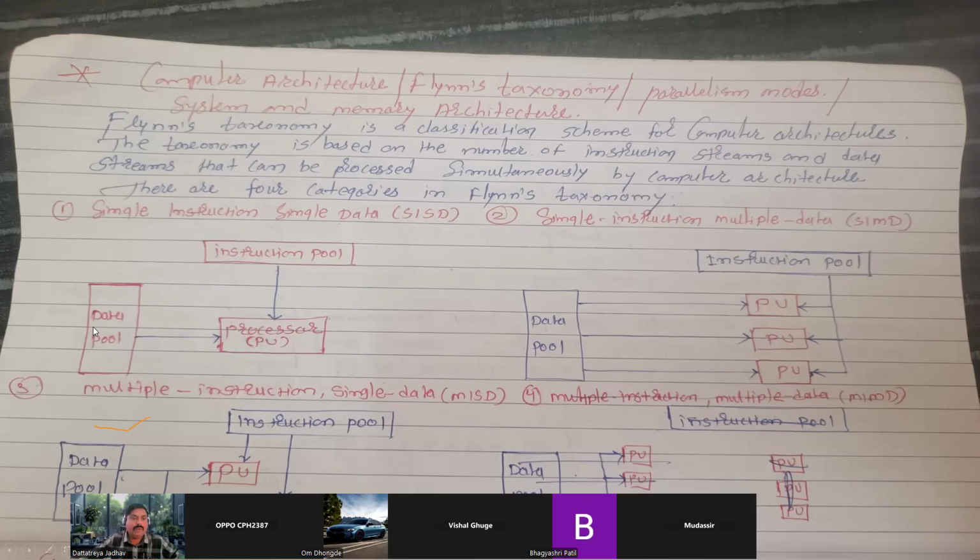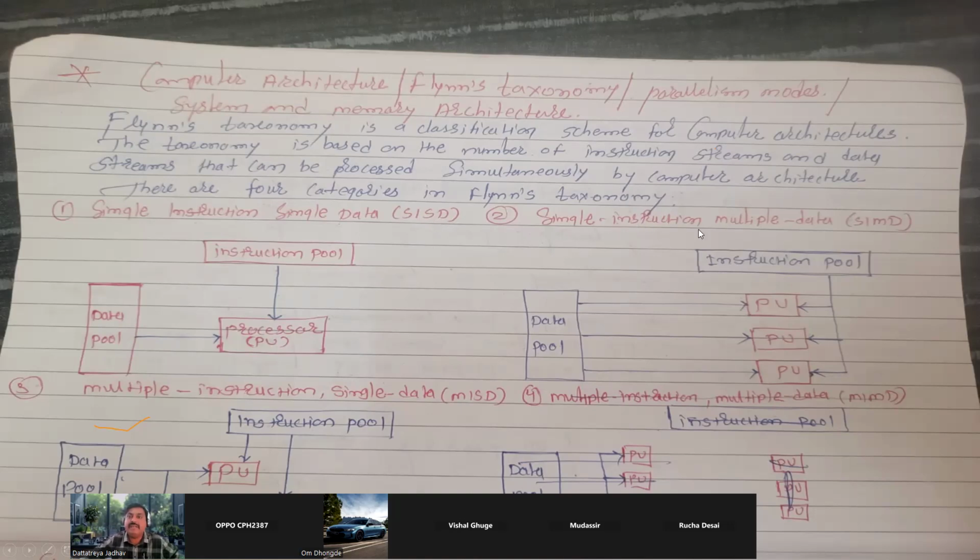Just look here. This is the data pool, and this is the instruction pool. It means it contains a number of instructions and a number of data. But this type is single instruction, single data. So the processor takes only one instruction related to a single data, and it can be processed. So we say that it is a single instruction handled by this processor with a single data. That is nothing but single instruction, single data. It is one-to-one working of the instruction.